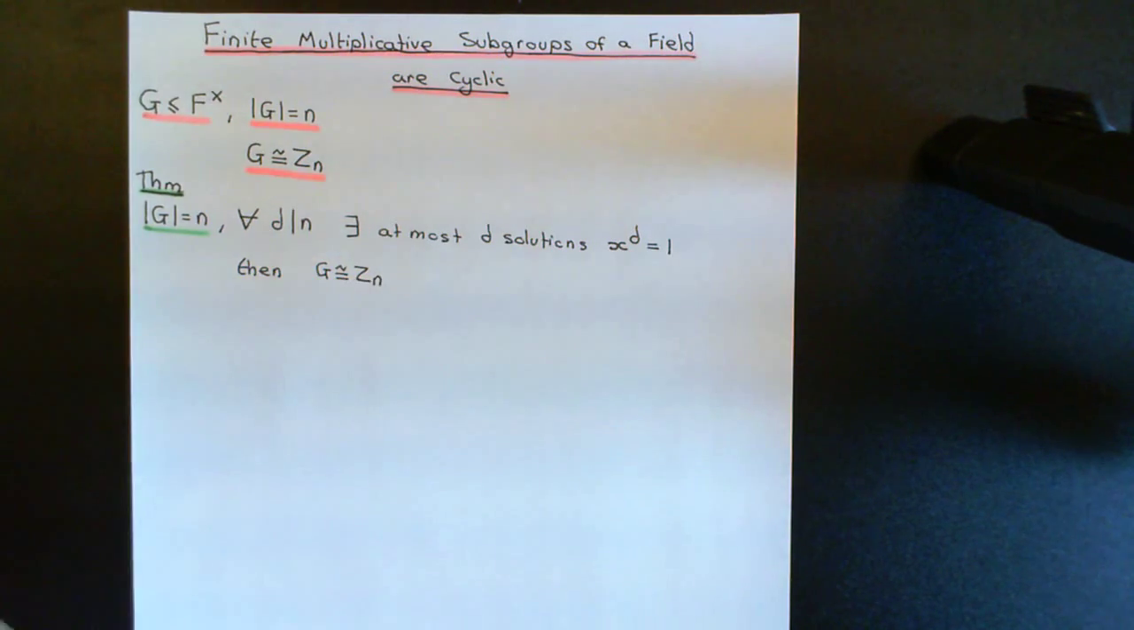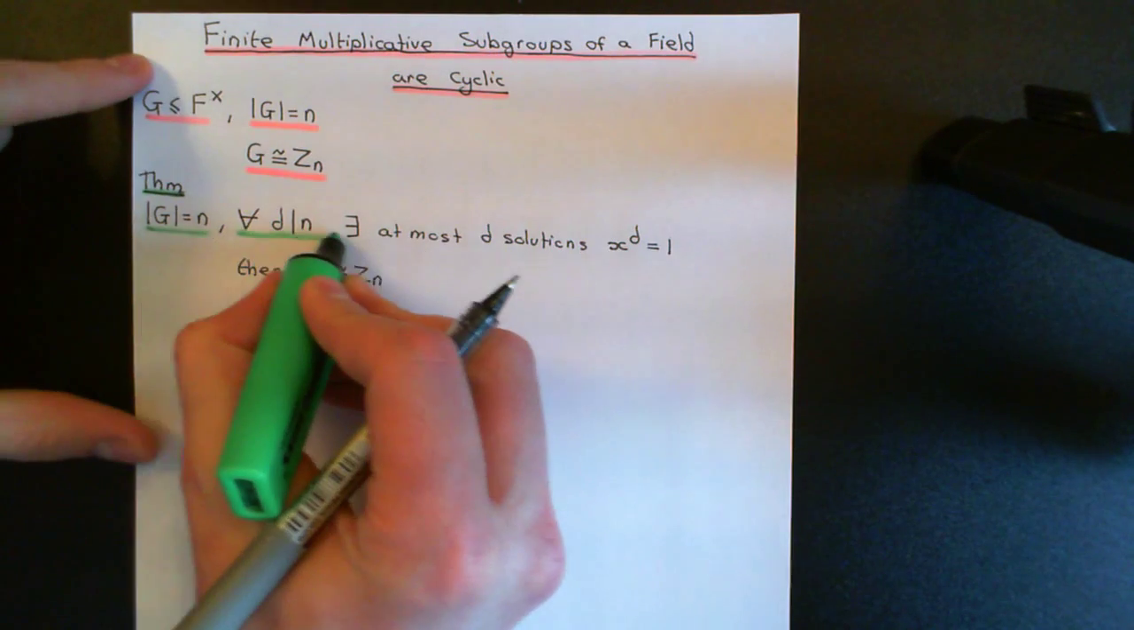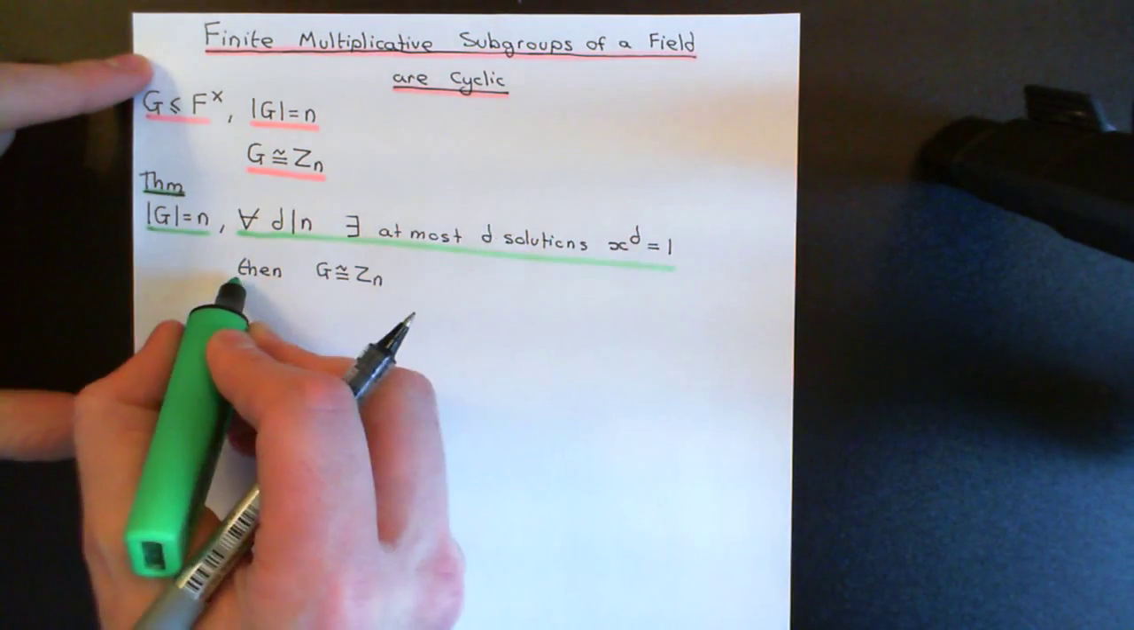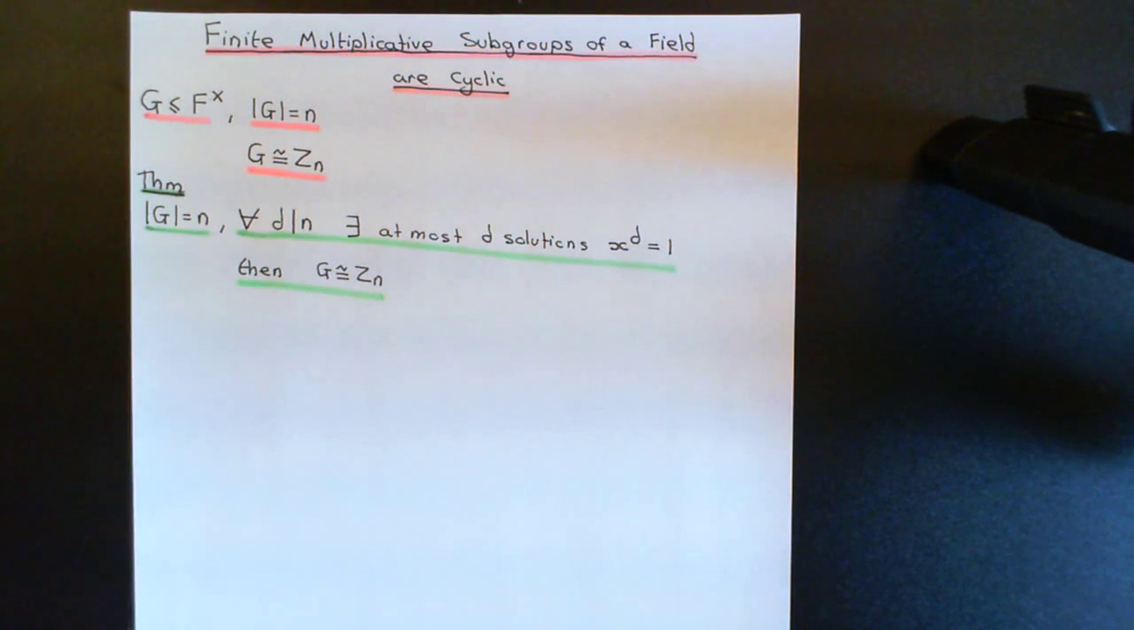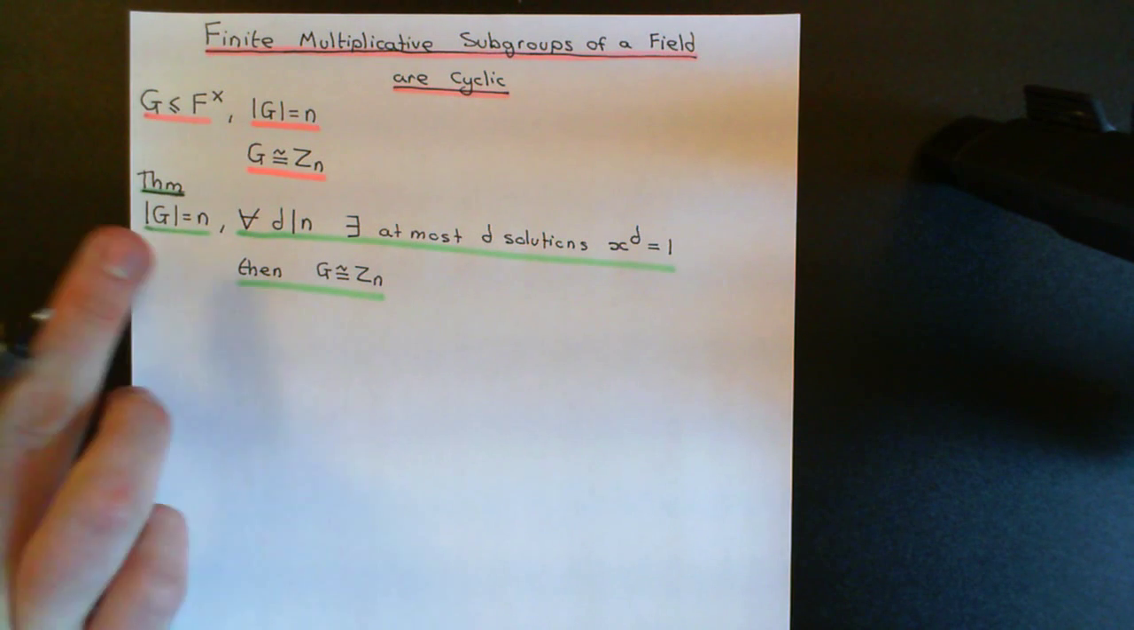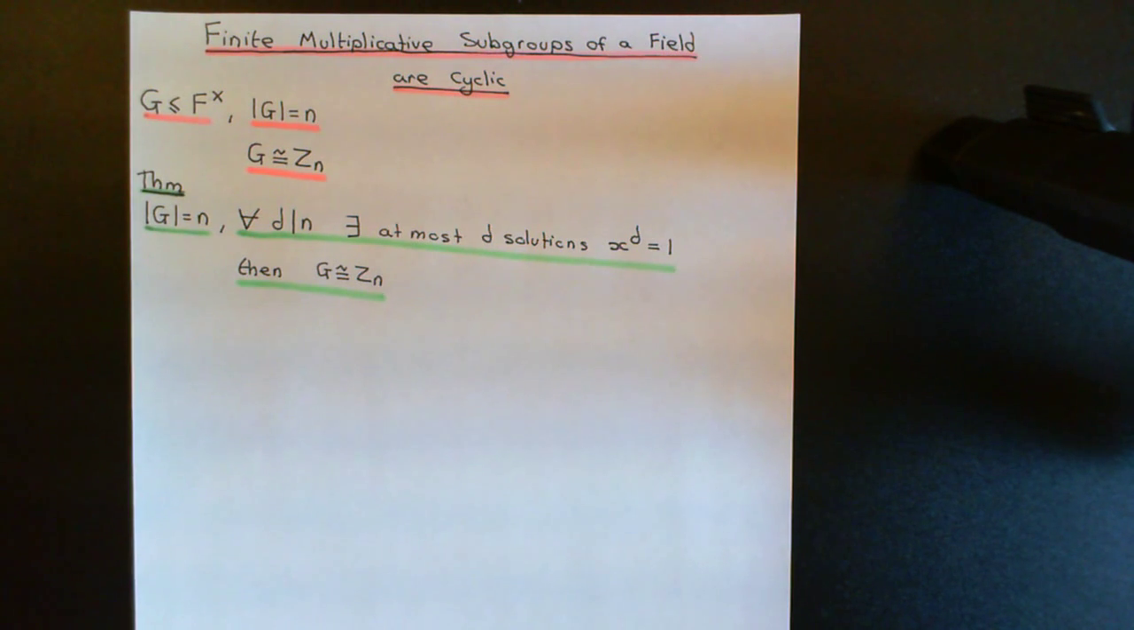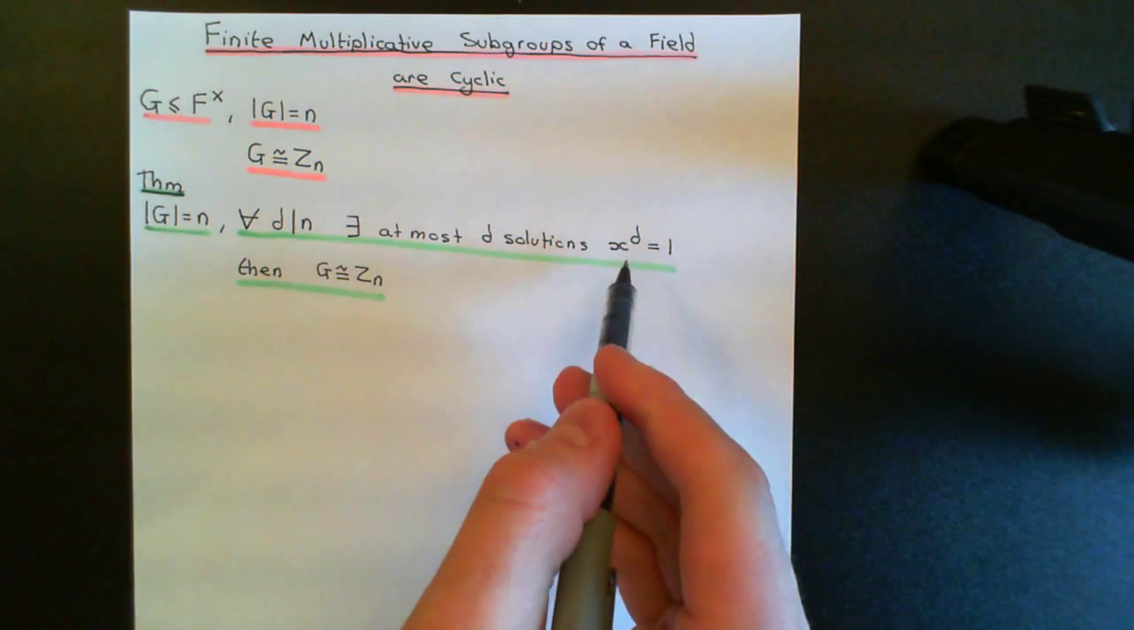G is cyclic. Okay, so if this condition holds, then you can conclude that your group is cyclic. So you've got some finite group of order, we're supposing little n here, and if in addition it satisfies this property that whatever little d you take that divides the order of the group, there exist at most d solutions to this equation, i.e.